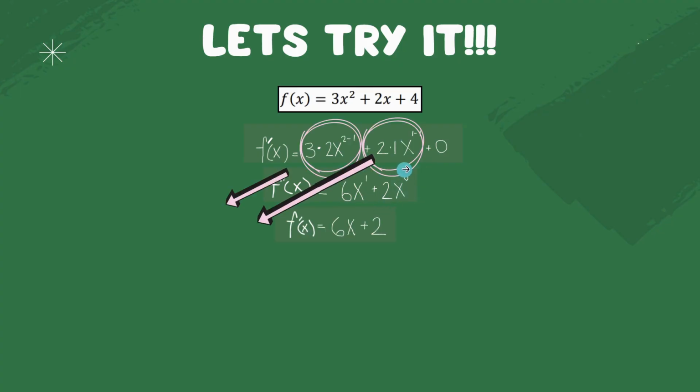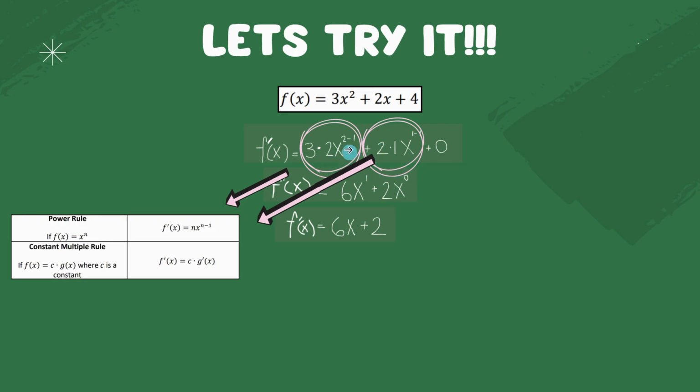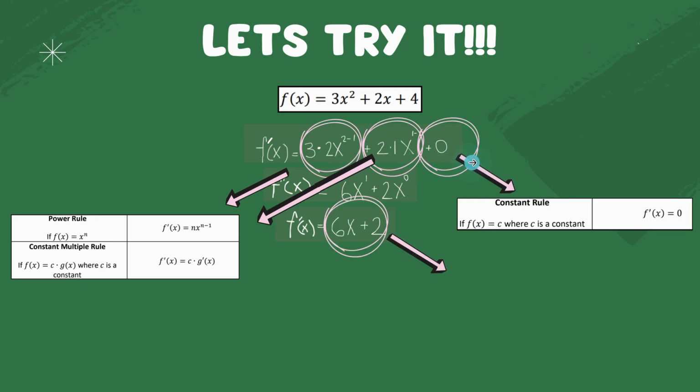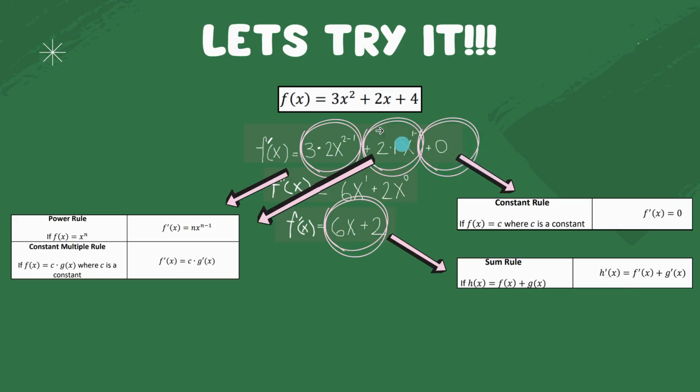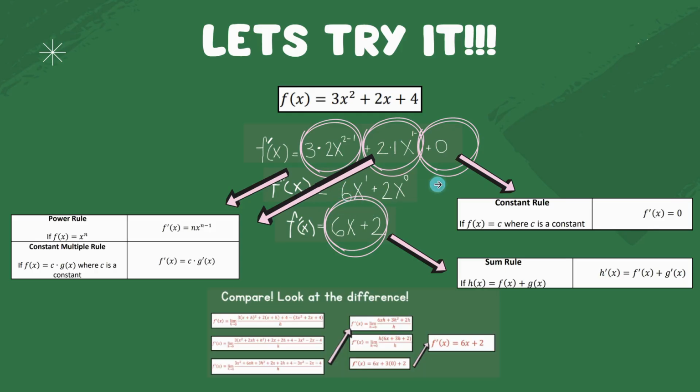And let's identify some of the rules that we used. So we used the power rule and constant multiple rule for both of these. But for this one, we use the constant rule. And for the end, we use the sum rule because for these two terms, we derived each term, then we can just add it at the end to make it easier for us.